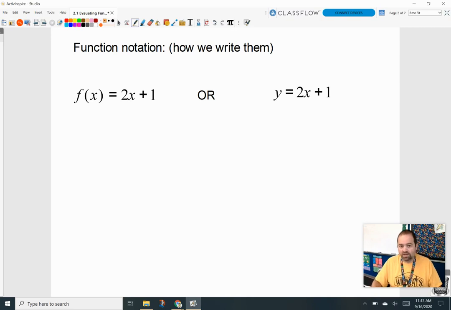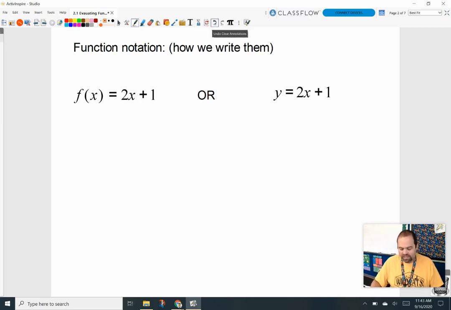There are 26 letters in the alphabet, and all of them are fair game when it comes to naming a function. I just as easily could have written this g of x. That's how these are read: g of x, f of x, a function of x, or a function g of x. They're equivalent. They're exactly the same. You'll see f used most often because, f for function.